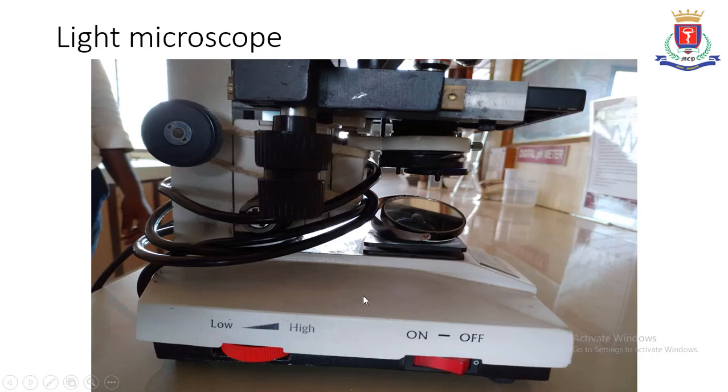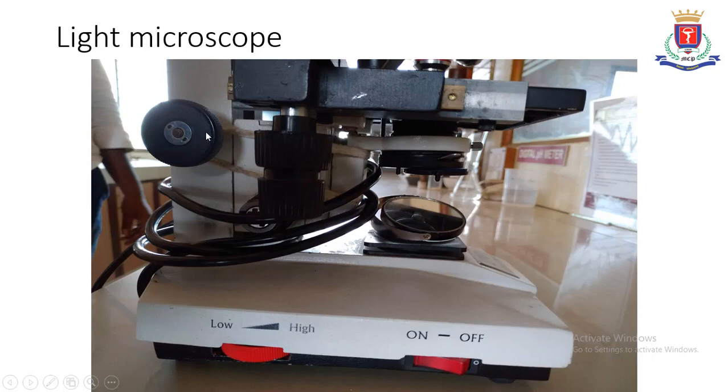Now this is the stage of the microscope. Now here are the two knobs which are used for adjustment of the stage. So these two knobs are called as stage adjustment knob. By moving this, you can move the stage either from right to left or forward or backward.